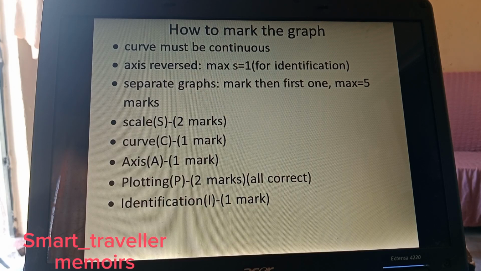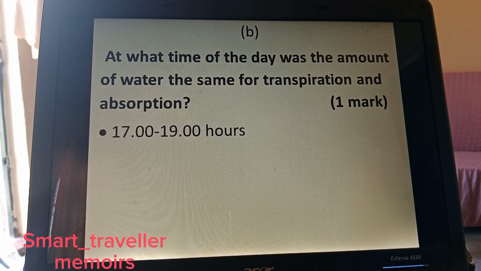Scale, 2 marks; curve, 1 mark; axis, 1 mark; plotting, 2 marks, all correct; identification, 1 mark. At what time of the day was the amount of water the same for transpiration and absorption? That was 17 to 19 hours.